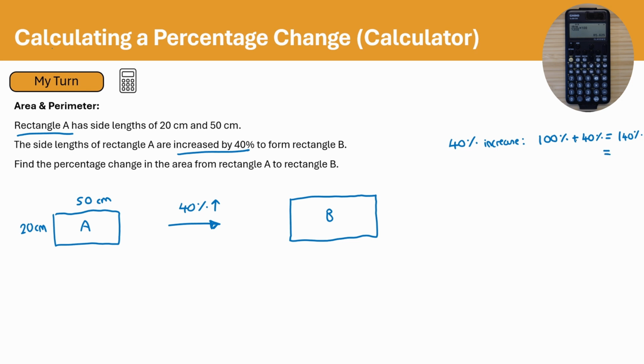To get a multiplier that allows us to go from A to B, I turn the 140% into a decimal by dividing by 100. That's 1.4. In other words, I multiply by 1.4 to get the new side lengths.